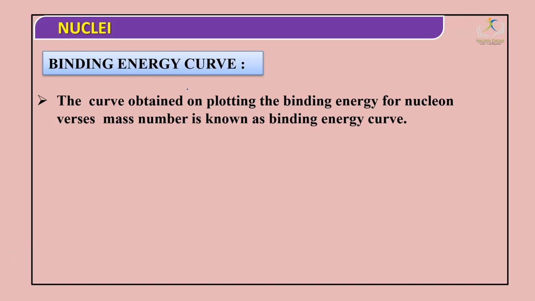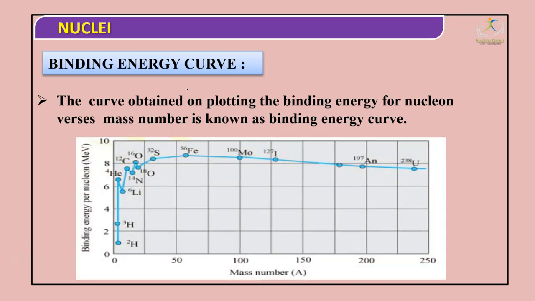If I'm taking the mass of an element m, to break that particular element and find the number of protons and number of neutrons, we need some kind of energy. That energy is known as binding energy. The minimum energy required to break the nucleus is known as the binding energy. So that binding energy versus mass number graph is known as the binding energy curve, like this.